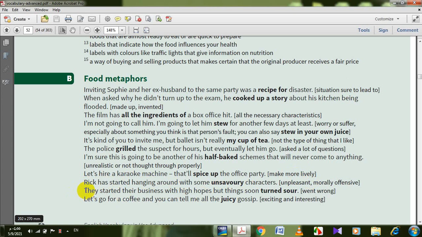Rick has started hanging around with some unsavory characters. Unsavory means تافه, بغيض. In English, unpleasant, morally offensive.